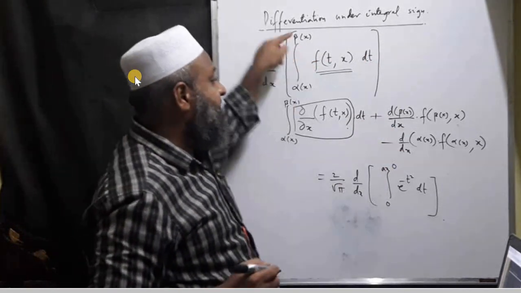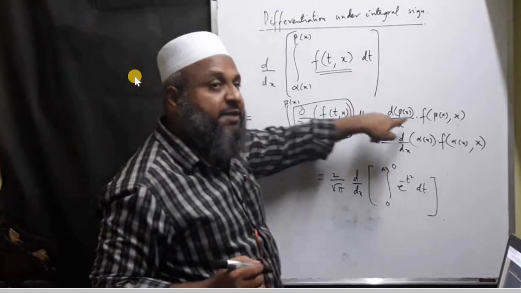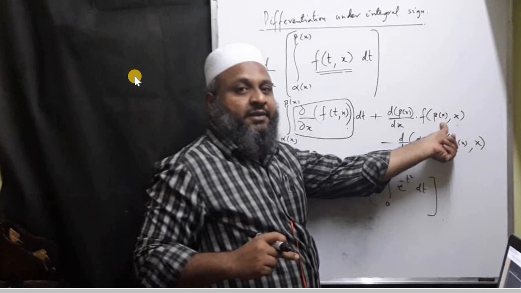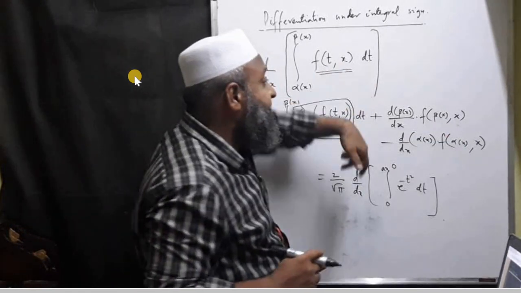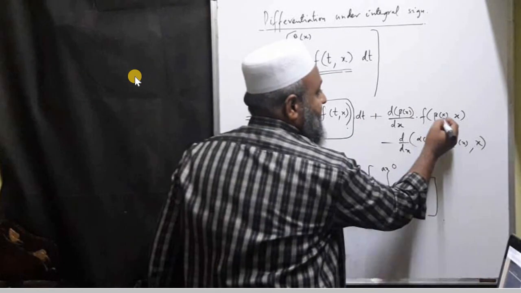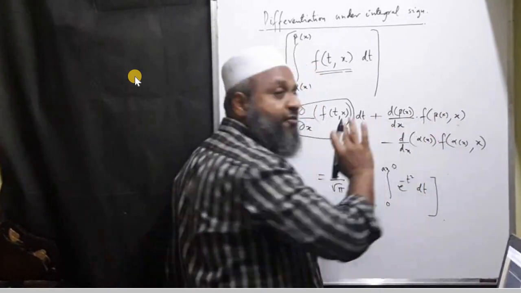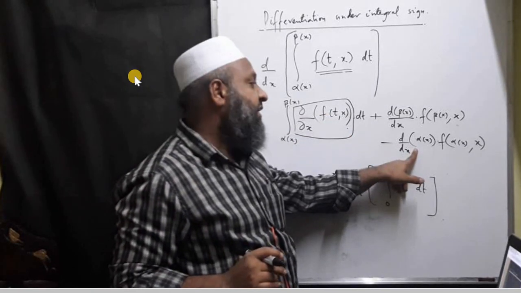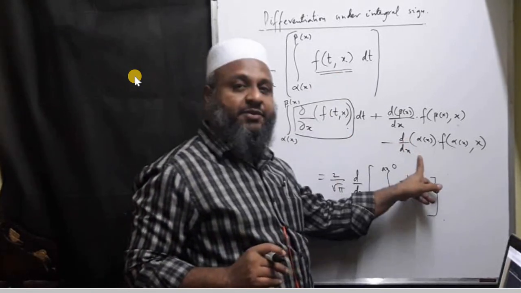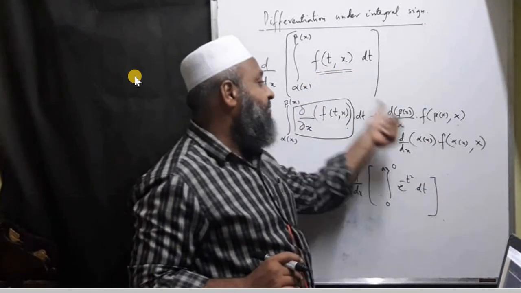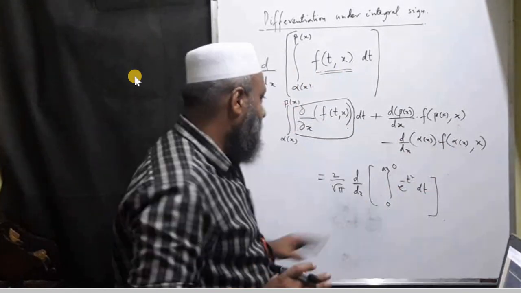First derivative of the upper limit multiplied with the value of the function where t is replaced with the upper limit. Don't replace x with the beta of x, okay, because t will again remain. Remember like that. It is not the proof, it is only the way of remembering. And then you are subtracting this one, that is derivative of this lower limit with respect to x multiplied with the function value where t is replaced with the lower limit. I hope you are clear about this.